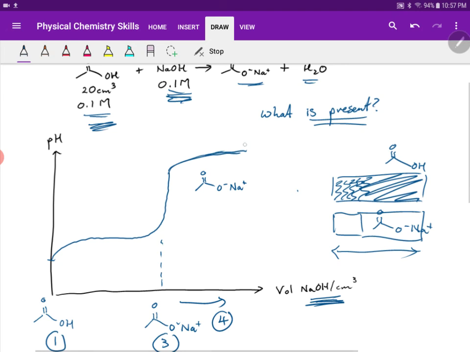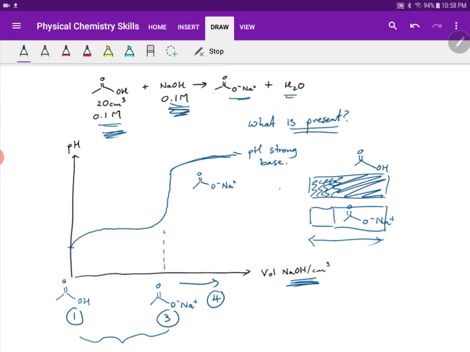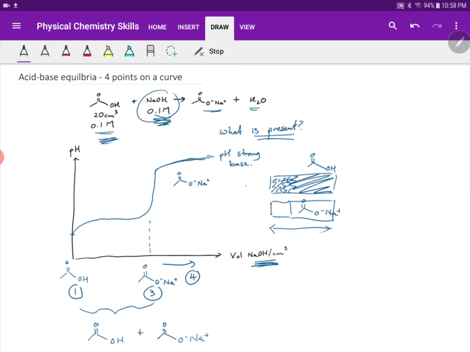So towards the end, this is the pH of a strong base, predominantly NaOH, but it will never be as high as the pH of just pure 0.1 mole NaOH. So these are the 4 points on this graph that you need to know.